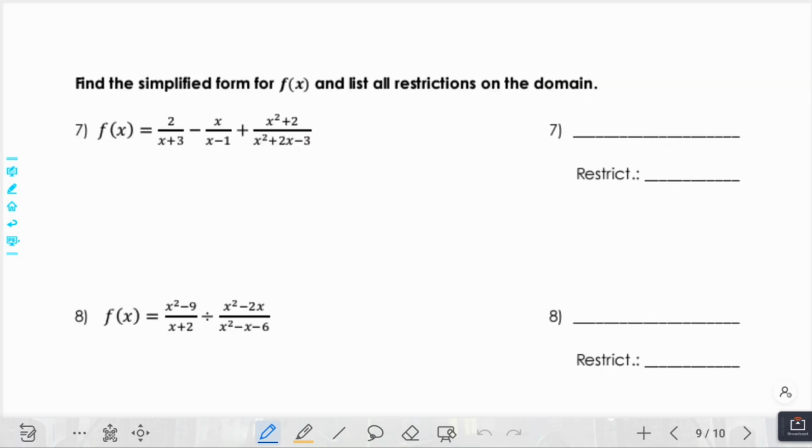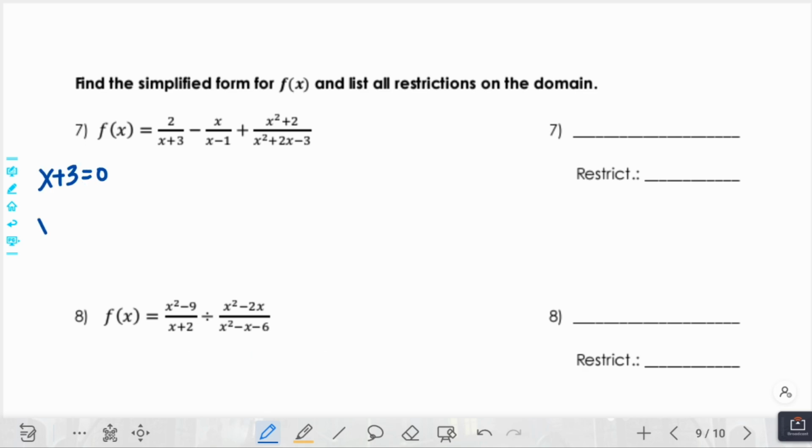Number 7 says find the simplified form for f of x and list all restrictions on the domain. When you list restrictions on the domain, you have to list restrictions from the original equation. It's not after you simplify it, it's before you even begin. So we're going to look at all the factors in my denominator. I've got x plus 3, and I'll set that equal to 0.